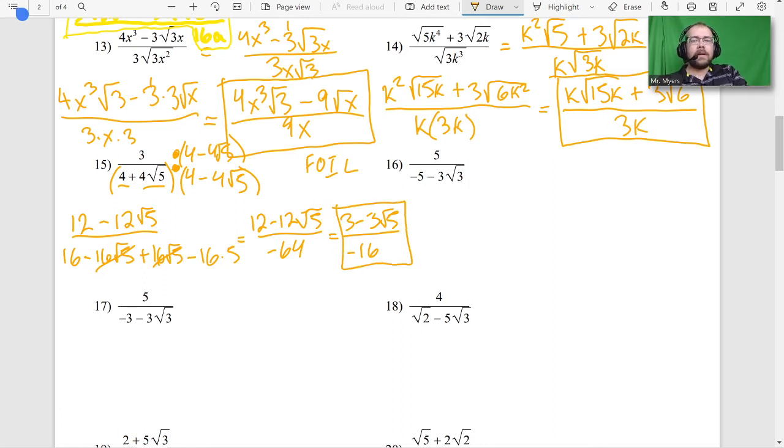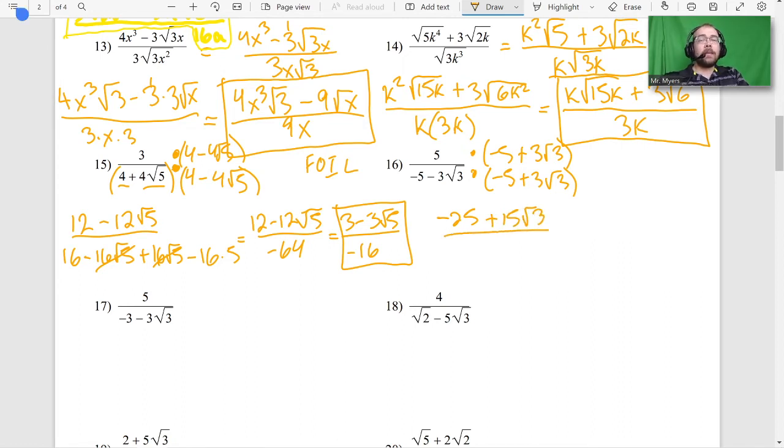Whew. Okay. Now we do it again. So we're going to multiply by the conjugate. Right? So I'm going to times by negative 5 plus 3 root 3, negative 5 plus 3 root 3, on the top and on the bottom. All right? So on the top, I just distribute over, negative 25 plus 15 root 3 over. Now, remember, I can skip the middle steps.